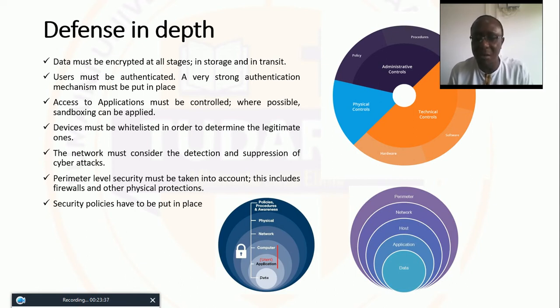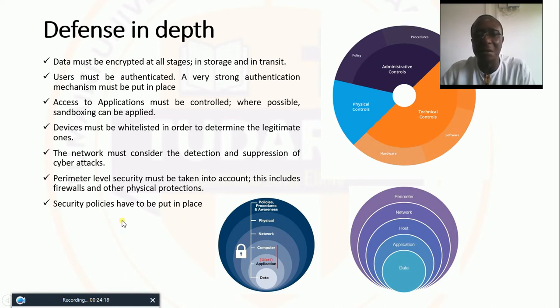If a device tries to access the information system while it is aware of the network, it has to be listed that it is a legitimate device. That's what we call whitelisting of the devices. Networks must consider intrusion detection systems in order to suppress attacks. The perimeter must be taken into account when it comes to security. This includes implementing firewalls and other physical protection. Security policies must be in place as well, and this comprises the entire defense in-depth.